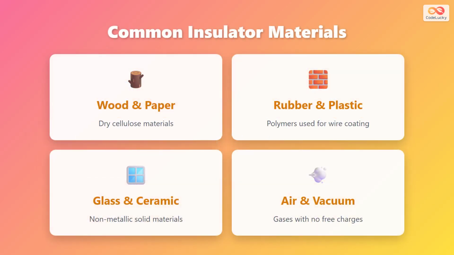What materials act as insulators? Wood and paper are insulators when they're dry, though moisture can reduce their insulating properties. Rubber and plastic are widely used as insulators, especially for coating electrical wires to protect users from shock. Glass and ceramic materials are excellent insulators and are used in high-voltage applications. Finally, air and vacuum are also insulators. In fact, air is the insulator that surrounds us constantly, preventing electricity from jumping between nearby conductors under normal conditions.